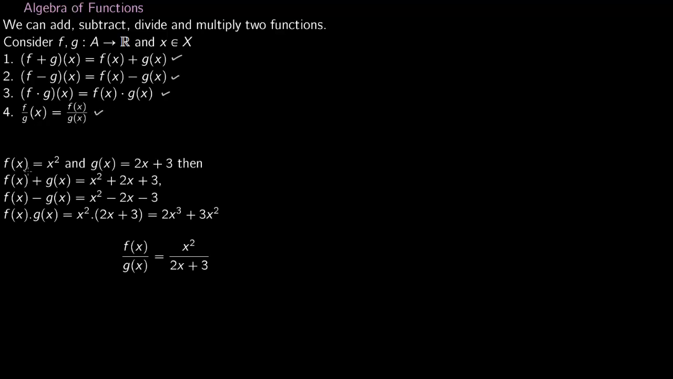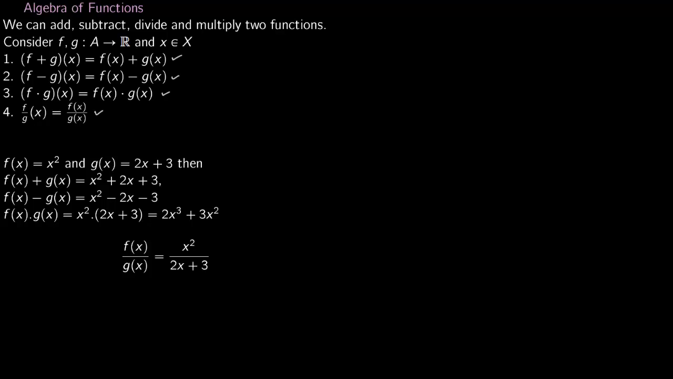Simple example, say f of x is x square and g of x is 2x plus 3. Then you can add them, you get x square plus 2x plus 3. You can subtract, you get x square minus 2x minus 3. You can multiply, so x square times 2x plus 3, you get 2x cubed plus 3x square. Or you could divide them. So f(x) by g(x) is x square over 2x plus 3.